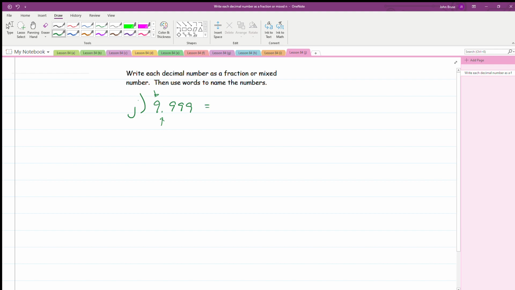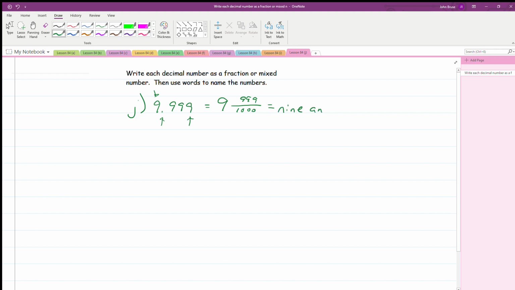So let's write that. We've got 9 for our whole number. It goes to the thousandths place, so we're going to write 1,000 for our denominator. And there's 999 of them. Only 1,000th away from being 10. We're going to write this just like it sounds. It's 9 and 999 thousandths. So we're going to write 9.